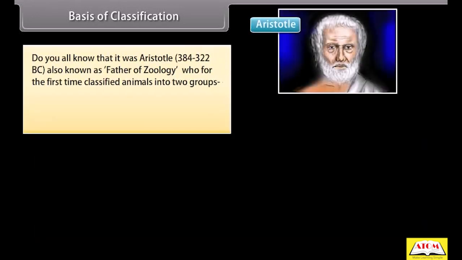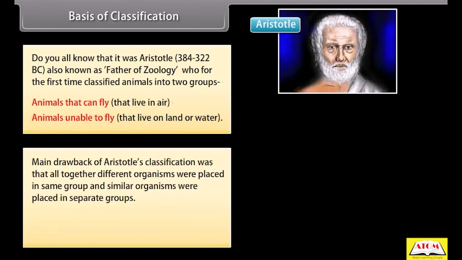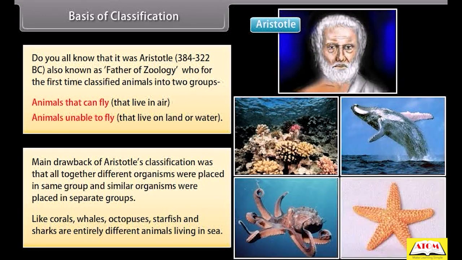Do you all know that it was Aristotle, 384 to 322 BC, also known as the father of zoology, who for the first time classified animals into two groups. Animals that can fly, that live in air. Animals unable to fly, that live on land or water. The main drawback of Aristotle's classification was that altogether different organisms were placed in the same group and similar organisms were placed in separate groups. Like corals, whales, octopuses, starfish, and sharks are entirely different animals living in the sea.